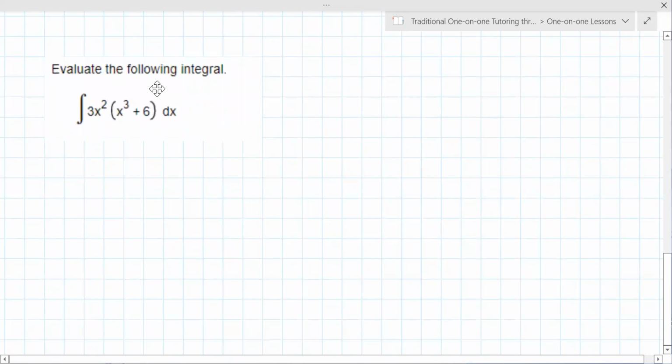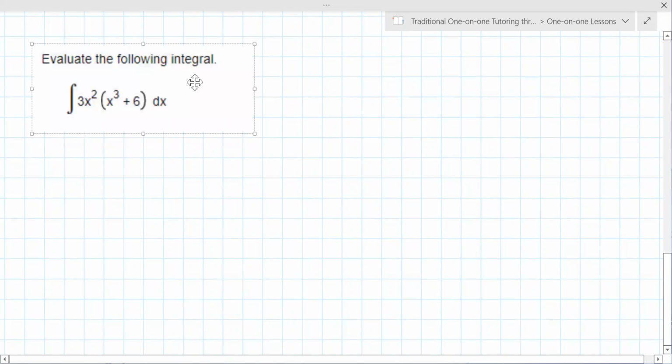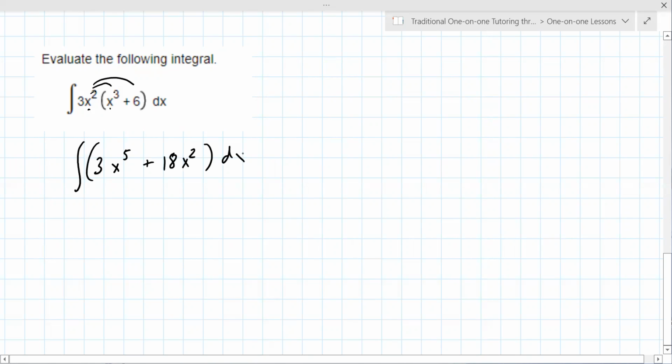All right, it says evaluate the following integral. So same thing. This time though, you need to perform a little algebra first. You want to distribute in this 3x squared to both. So you get 3x to the 5th. When the bases are the same, you add the exponents, plus 18x squared dx. And then it's just like the last problem where you take the exponent and you add 1 to it. So it becomes 6 and you divide by the new exponent 6 and then bring this 3 down.